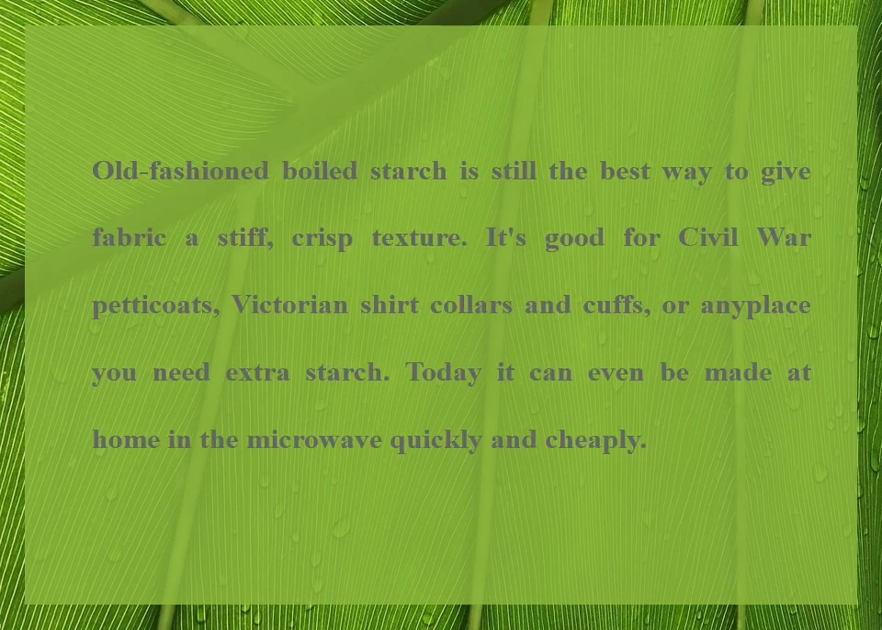Boiling water starch. Old-fashioned boiled starch is still the best way to give fabric a stiff and crisp texture. It's good for a Civil War petticoat, Victorian shirt collar and cuff, or any place you need extra starch. Today, it can even be made at home in the microwave quickly and cheaply.